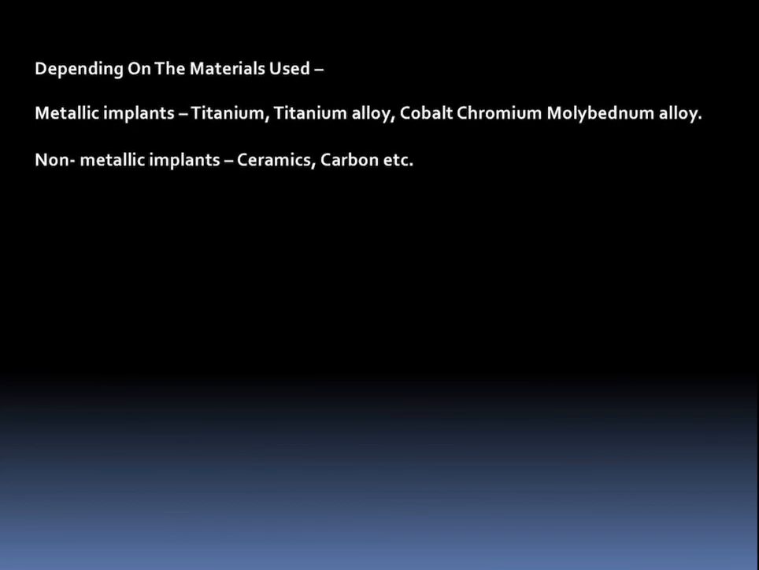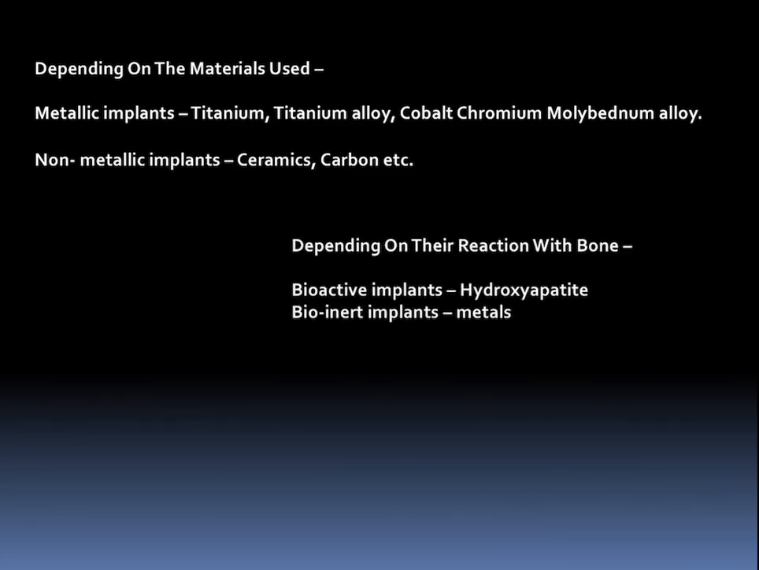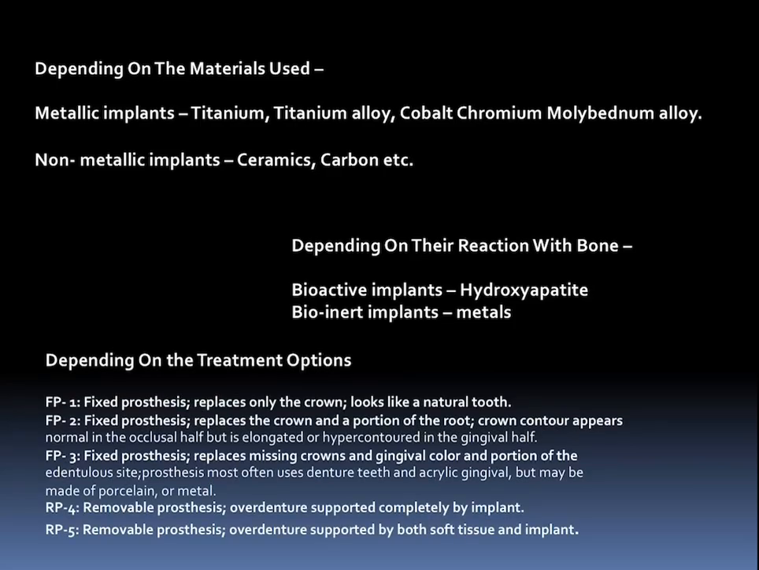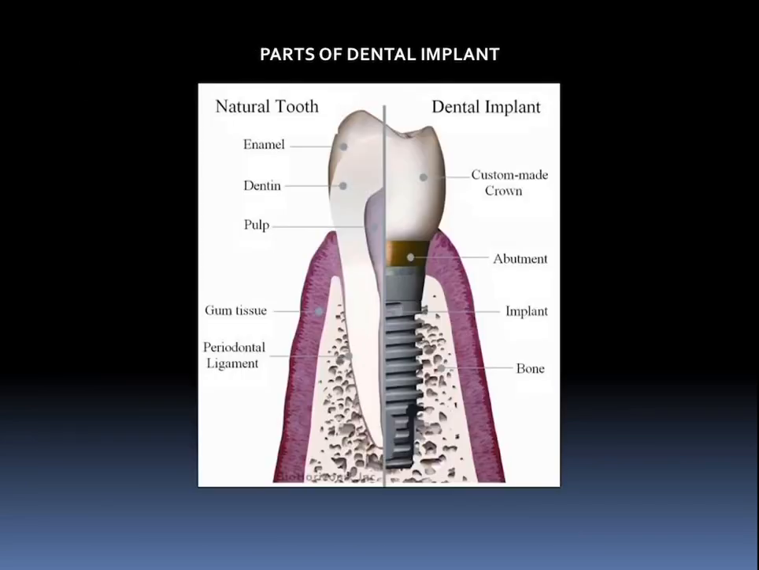Now this was the classification based on the type of implants. When we classify based on the materials used, there are metallic implants, which can be titanium alloy or cobalt chromium alloy, and non-metallic ones, which can be ceramic and carbon. Based on the reaction of the bone, they can be bioactive implants or bioinert implants. Depending on the treatment options, they can be divided into FP1s and RP1s. FP1s are the fixed prosthetic type and RP1 are the removable prosthetic type, just like what we see in the overdenture, that is the implant supported overdenture.